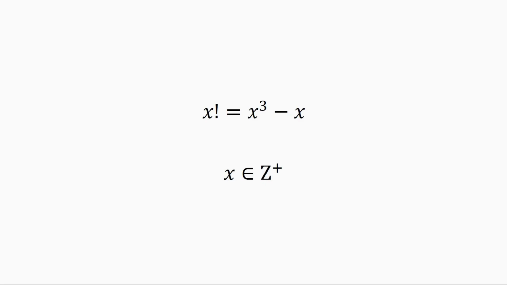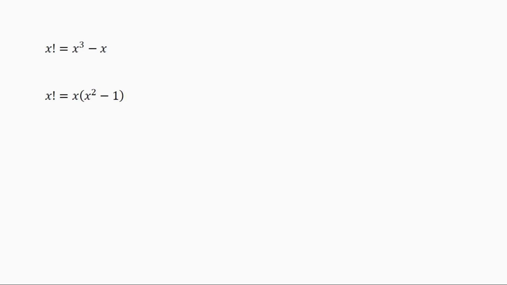Hello everyone. Solve the equation x factorial equals x cube minus x. Here x is a positive integer. To solve this problem, we start with factorizing x cube minus x. That is, x factorial equals x into x square minus 1.